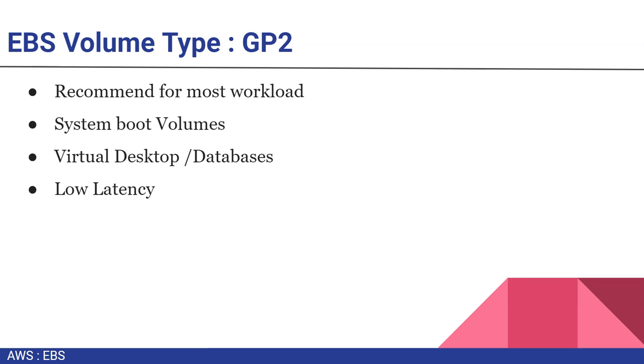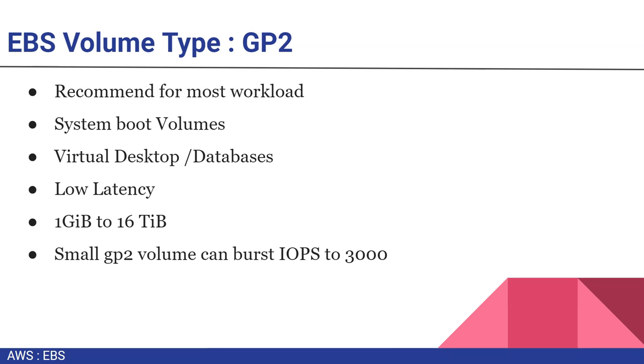This gives very low latency here, and that's why it says most workloads. The storage capacity ranges from 1 gigabyte to 16 terabytes, and a small GP2 volume can burst IOPS to 3000, and the max IOPS capacity is 16,000. So this is all the information for the general purpose SSD.